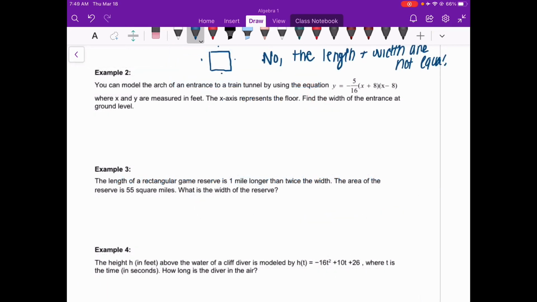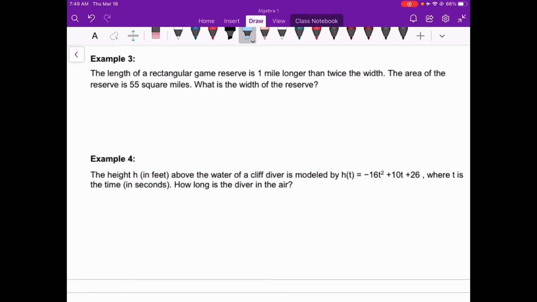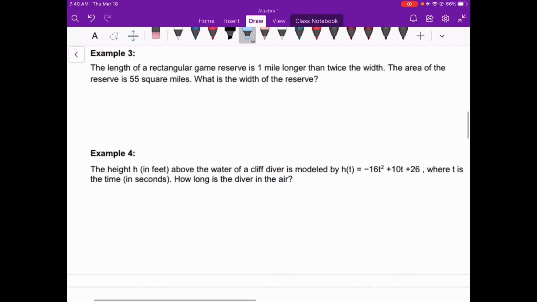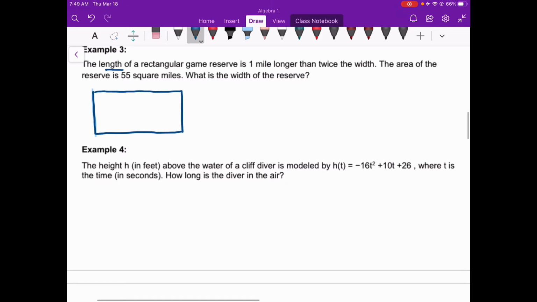All right, we're going to skip number 2 because we've done something similar in class. We'll go to number 3. It says the length of a rectangle game reserve is 1 mile longer than twice the width. The area of the reserve is 55 square miles. What's the width of the reserve? So let's draw a picture here to help us start off. It says the length is 1 mile more than twice the width.